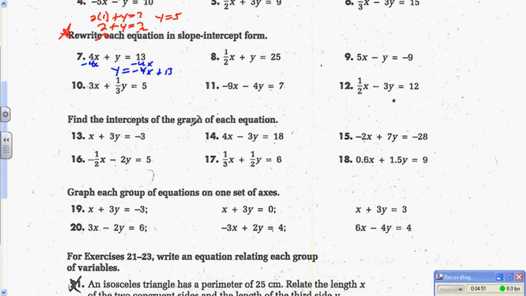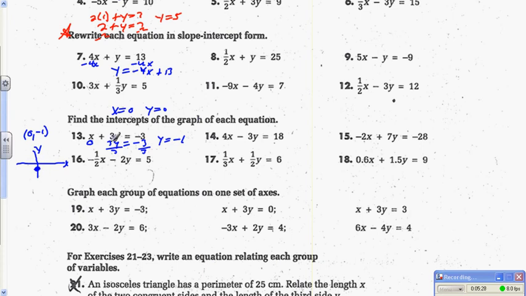Find the intercepts of the graph of each equation. Intercepts are when x equals 0 and when y equals 0. So if we plug in 0 for x, we'll get 3y equals negative 3. Divide both sides by 3, and y will equal negative 1. That would be the coordinate then, 0 for x, negative 1 for y. If we graph it, 0, negative 1 is down here. This is the x-axis and this is the y-axis. That is the vertical intercept.